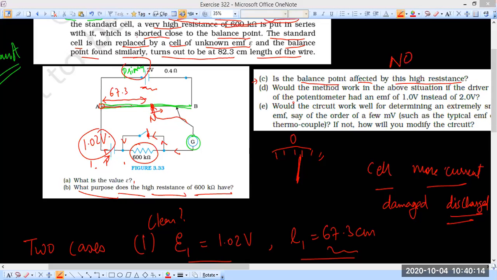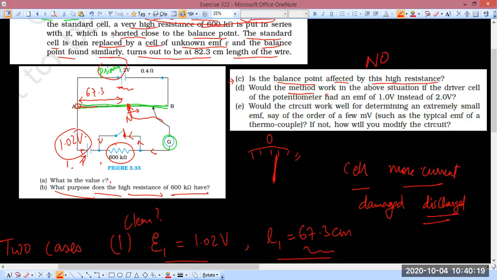Right? Now D. Would the method work in the above situation? Everything else is the same. If the driver cell, the primary, of the potentiometer had EMF 1 volt instead of 2 volt, what does it mean? Now we have to change this diagram a little. Instead of 2 volt, suppose this was only 1 volt EMF. Clear? Instead of 2 volt, if it was only 1 volt, would this method work?